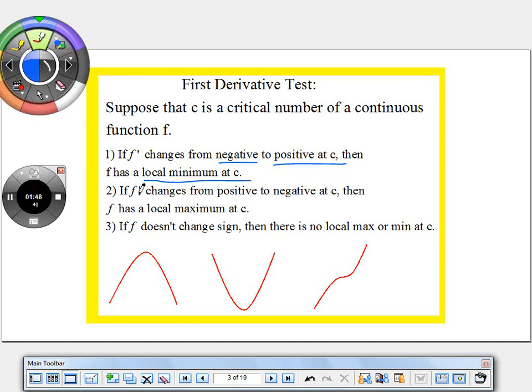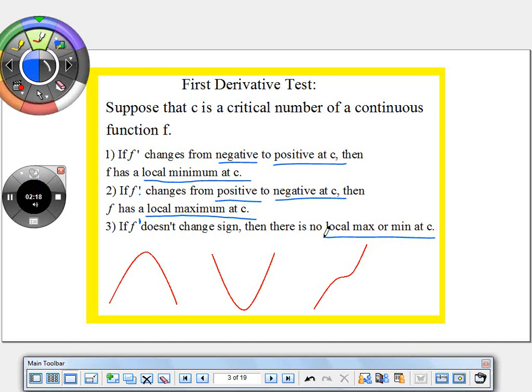If the first derivative changes from positive to negative at that particular spot, then we know we have a local maximum there. And if we notice that at that critical number the first derivative doesn't change sign, then there's no local max or min. So I want to give you a graphical picture of this so that you can remember it.